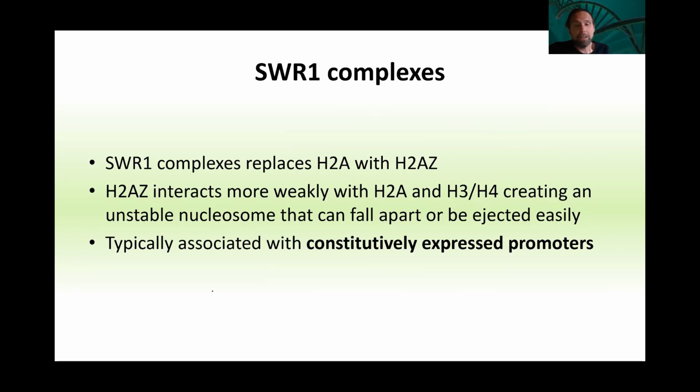That creates a very unstable nucleosome that, as soon as RNA polymerase or anything else comes in there and touches it, just shatters and falls apart, and you can allow for the gene to be turned on. So we'll often see SWR1 work on genes that are constitutively expressed, which means they're always on. Think of things like tubulin or actin, genes that make the proteins that make up our cytoskeleton. You're constantly making them, so they often have H2AZ replacing H2A in those nucleosomes to make sure they can never get shut off.